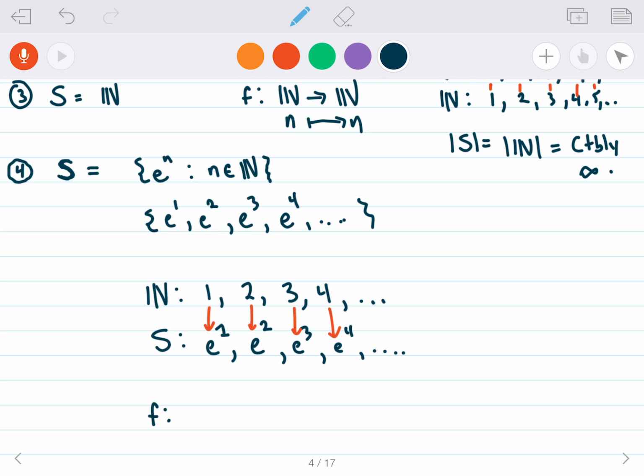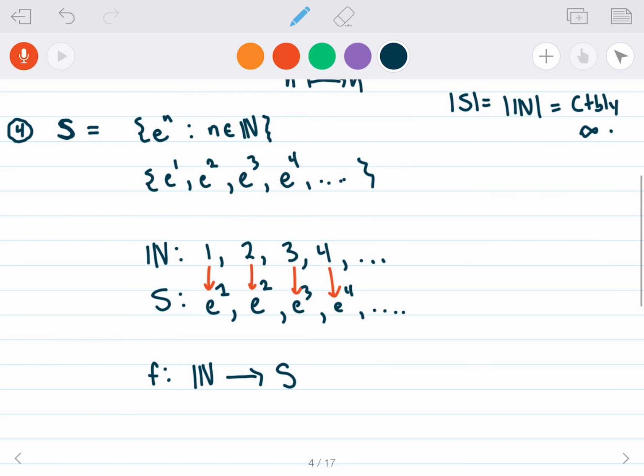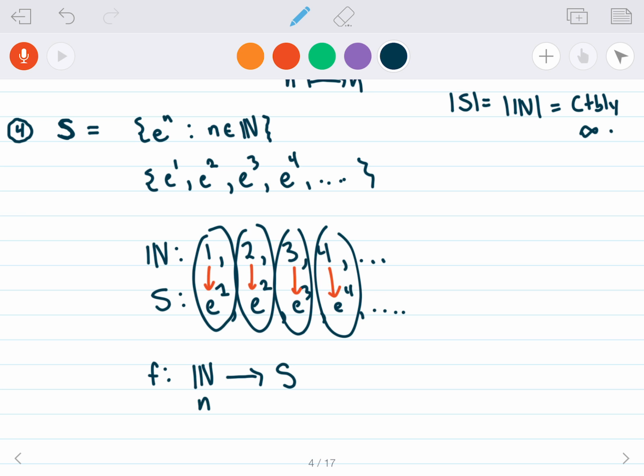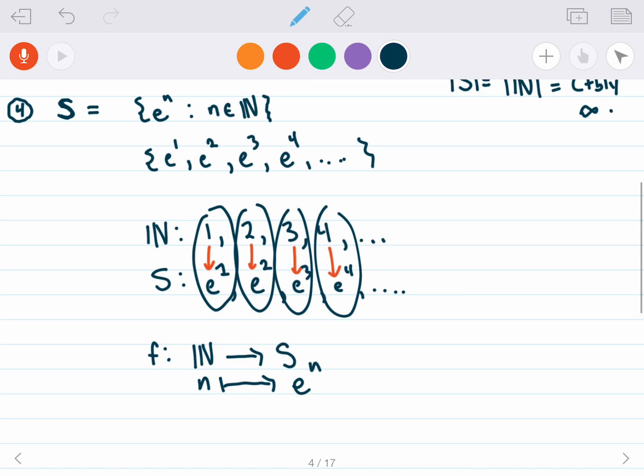And so how do we say that with a function? So here's the notation. We have a function f. We're going to send something in the natural numbers to something in S. And the way that we're going to do that is exactly what I'm illustrating here with these arrows. We're going to take something in N, and we're going to send it to e to the n, so that everybody in S gets hit. So I send 1 to e to the 1, I send 2 to e to the 2, etc., and that's exactly what I illustrated here.